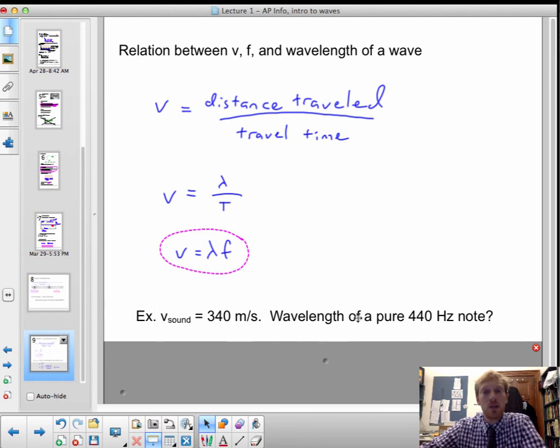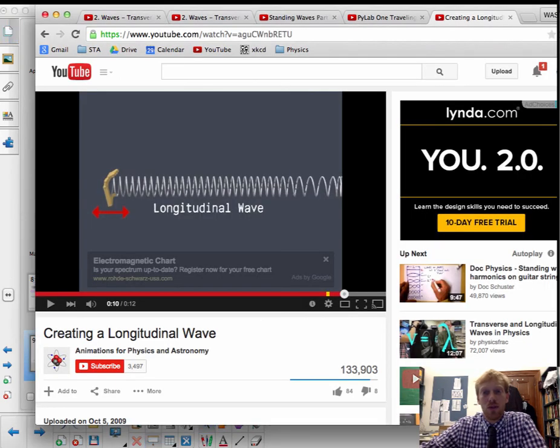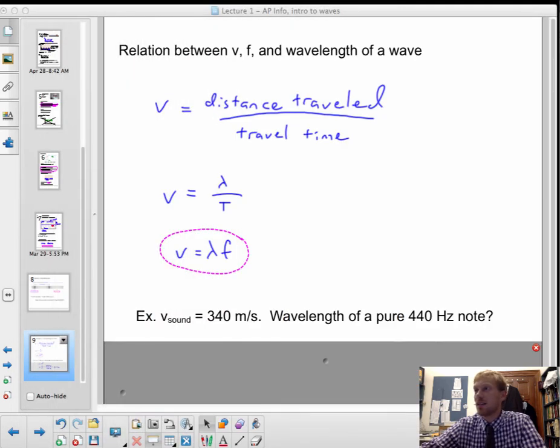Alrighty, so let's do a quick example of this. The velocity of sound, at sea level at least, is about 340 meters per second. What is the wavelength of a pure 440 hertz tone? I wonder if I can pull up a 440 hertz tone for you. Let me do a brief little search here off my computer. 440 hertz.